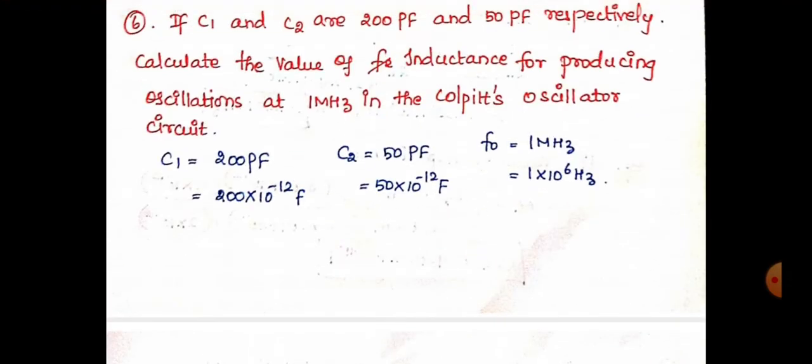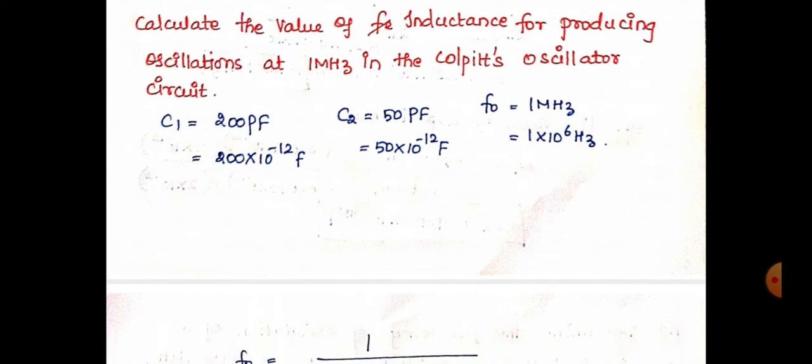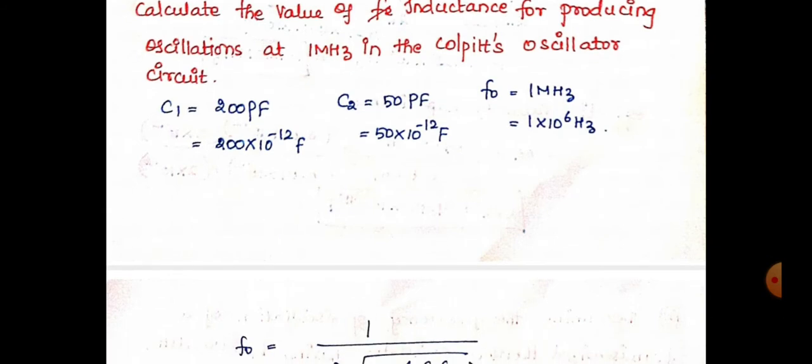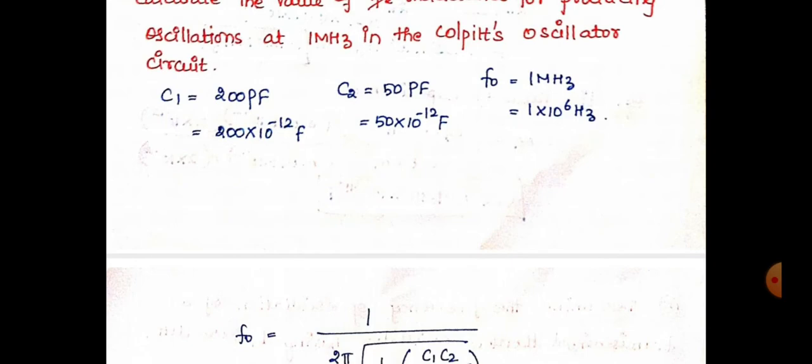Next question, if C1 and C2 are 200 picofarad and 50 picofarad, calculate the value of inductance for producing oscillation at 1 megahertz in a Colpitts oscillator circuit. F0 is given, C1 and C2 are given. We are going to find out the L value. Picofarad means 10 to the power of minus 12, so we change to minus 12. Mega is 10 to the power of 6 hertz.